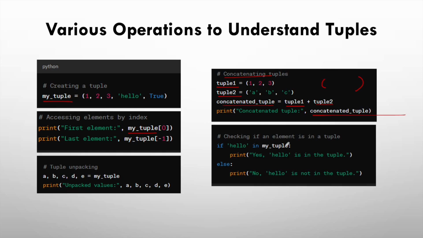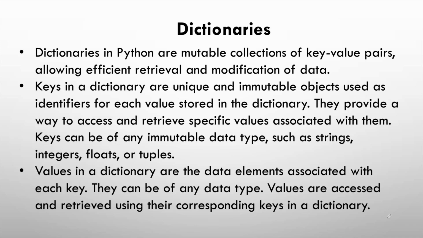Now to check if any element is in a tuple, it's the same as before. You use an if else statement. If hello is in my tuple, print yes, and else no. Moving on to dictionaries. Dictionaries in Python are mutable collections of key value pairs, allowing efficient retrieval and modification of data. So like lists, these can be modified once created.